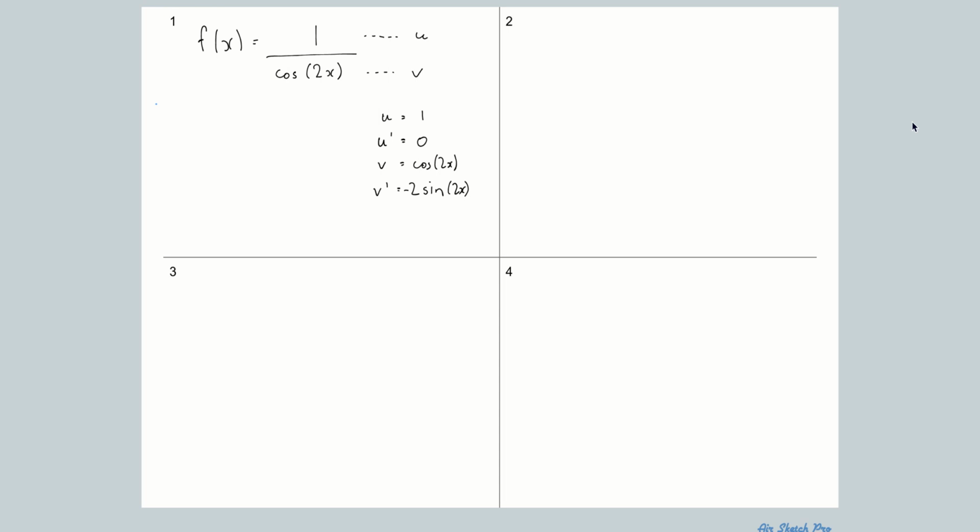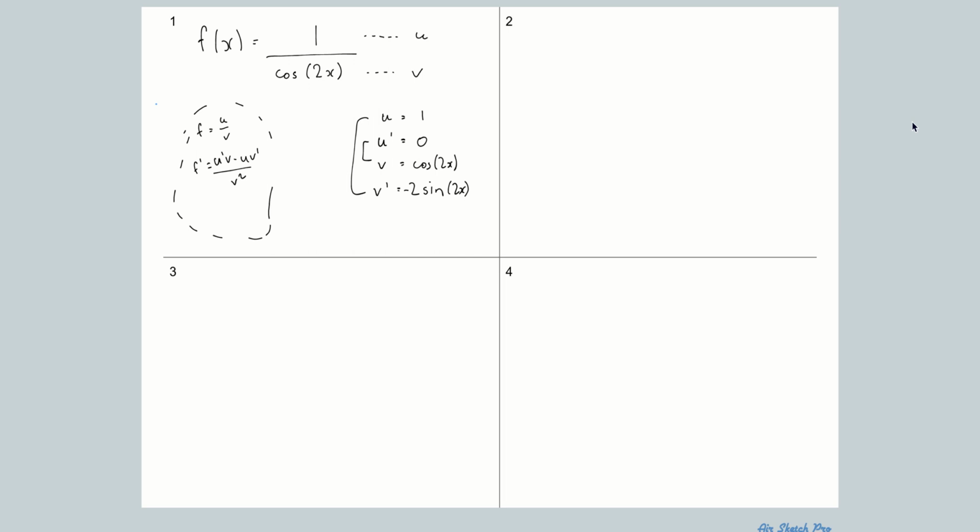Okay, so that's u dash, v, and v dash. Now, just as a reminder, if you've got f equaling u over v, these are all functions, not constants, then f dash is equal to, we go inside out, so it's u dash v minus u v dash, and then it's v squared over there. So that's just a reminder.